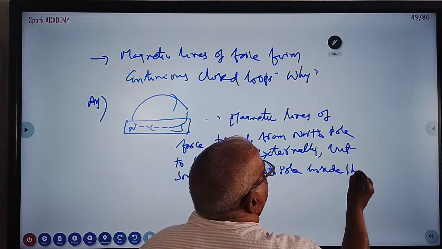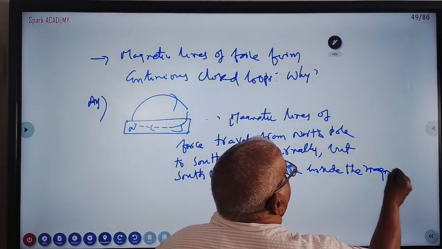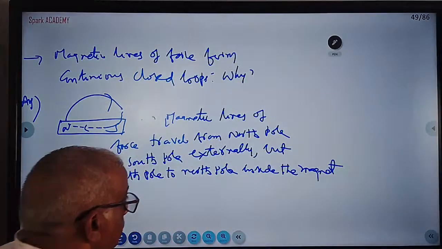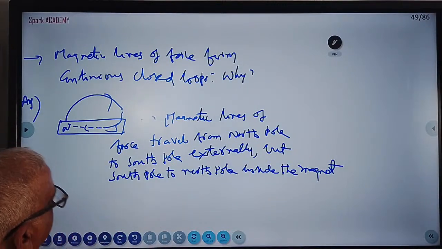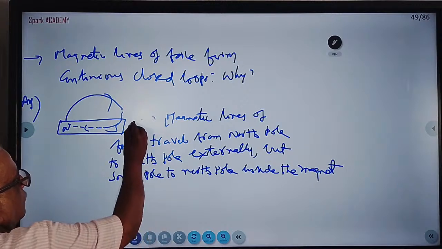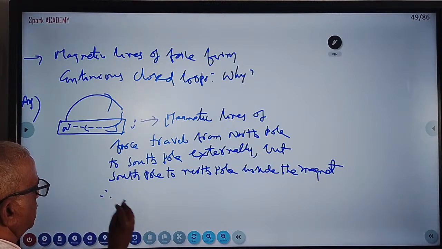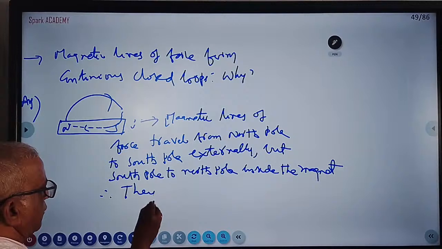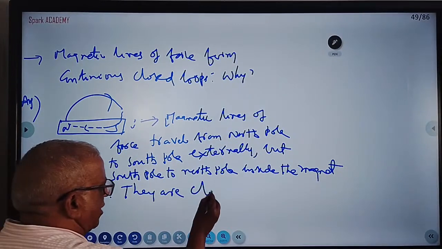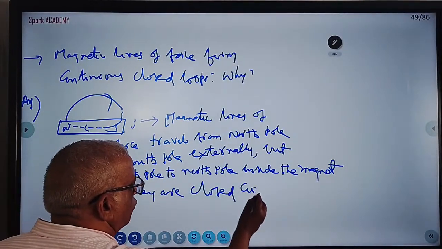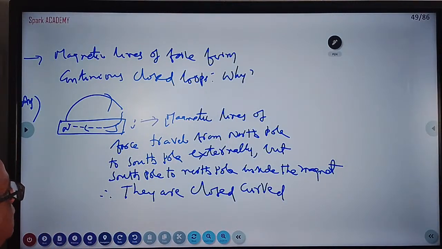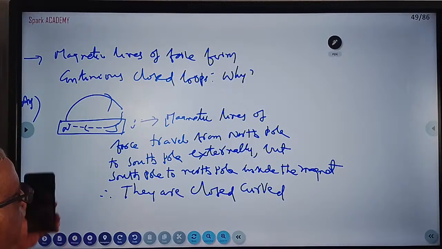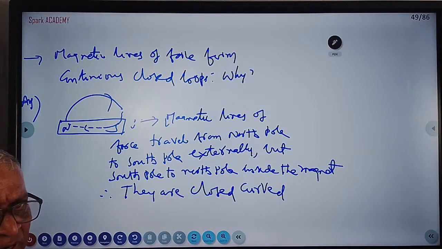That is a solenoid actually. This is a solenoid. So south pole to north pole inside the magnet. Therefore, they are not open curves. Therefore, they are closed curves. They are closed lines, closed curves, but not open loops. If they travel only from north to south, they are open loops, but they travel from south to north inside also. That will not happen in case of electric charges.